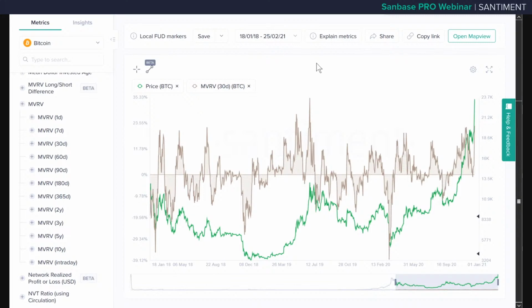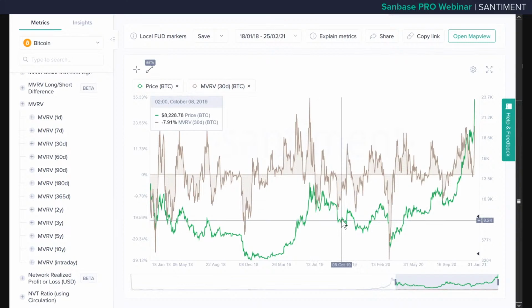And the way it works is fairly simple. So for example, here we see 30-day MVRV peaking at about plus 14.2%. That means that on average, at this point in time, all addresses that have acquired Bitcoin in the past 30 days are up plus 14.25% on their initial investment. So there is a significant amount of unclaimed profits by these addresses, right?